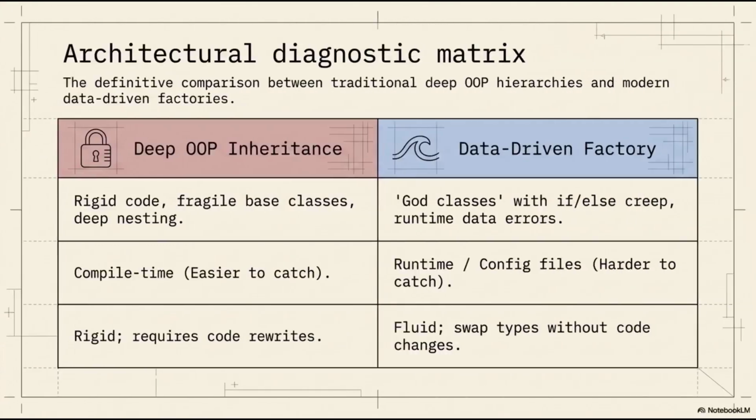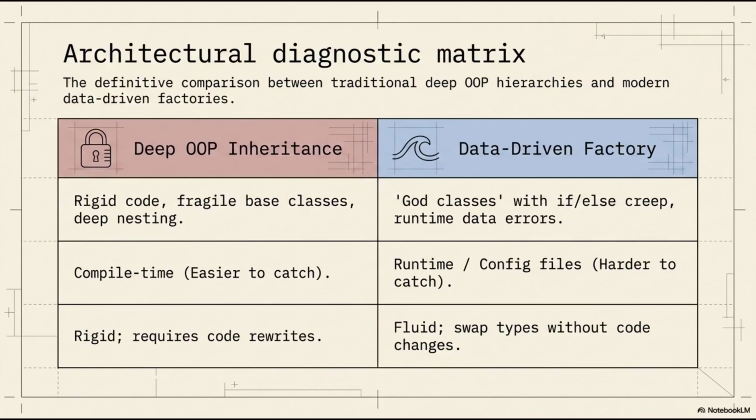This architectural diagnostic matrix presents a definitive comparison between traditional deep object-oriented programming hierarchies and modern data-driven factories. On the left, we examine deep OOP inheritance, which is often characterized by rigid code structures, fragile base classes, and extensive deep nesting. Issues in this paradigm are frequently caught at compile time, making them generally easier to identify and resolve upfront. However, its inherent rigidity means that evolving or changing functionality often necessitates significant code rewrites.